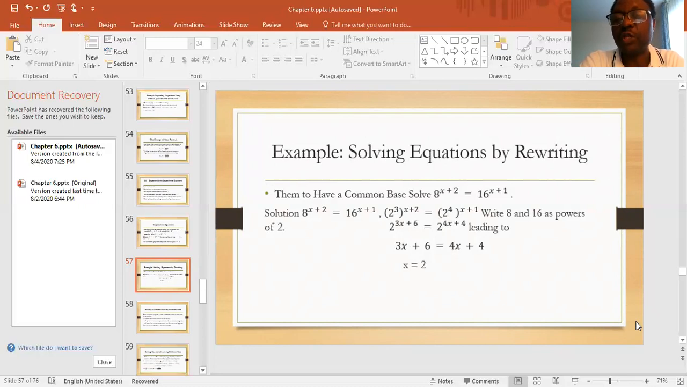Rewriting the equation with the new base of 2, it becomes 2 raised to the power 3x plus 6 equals 2 raised to the power 4x plus 4. Solving, we have x equals 2.